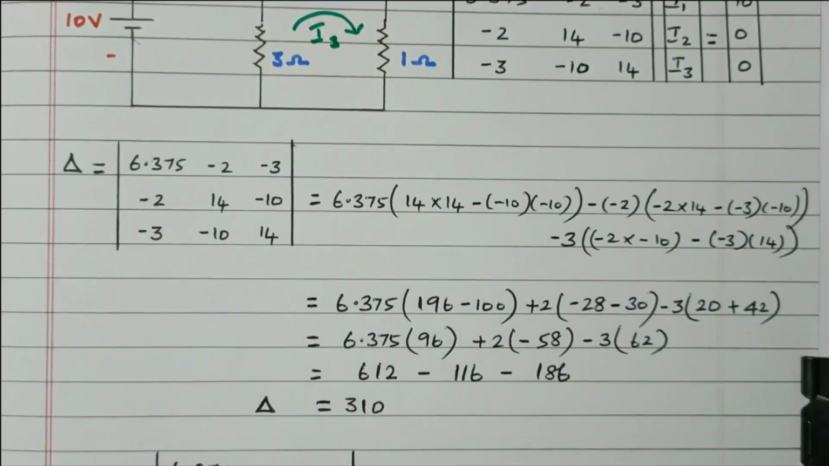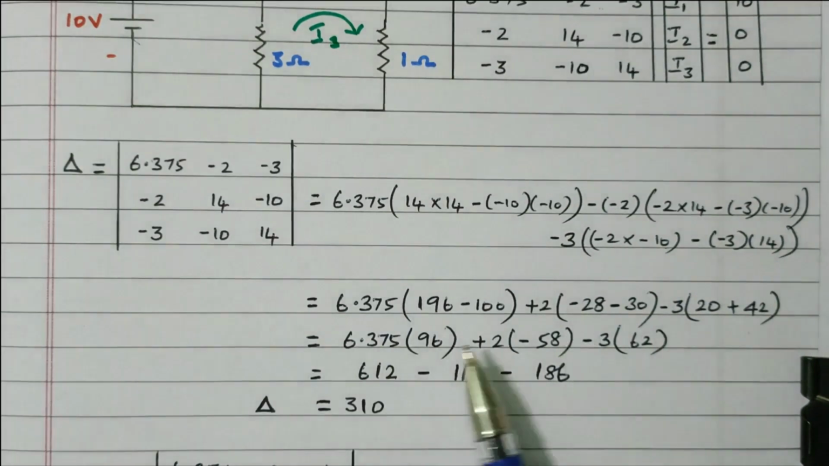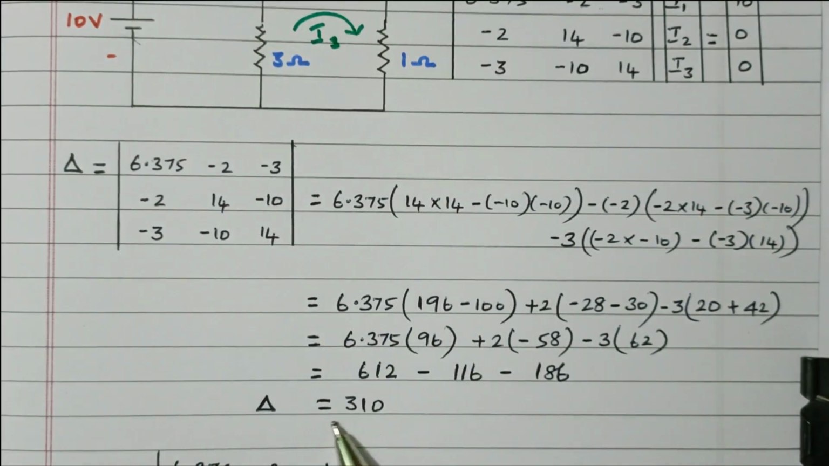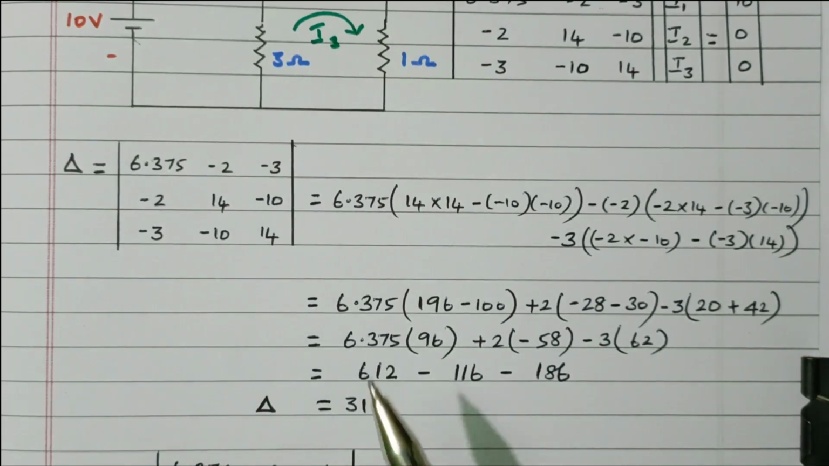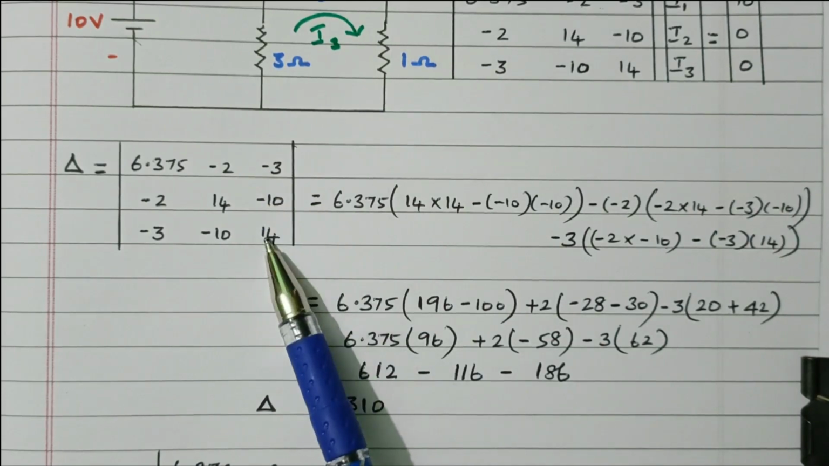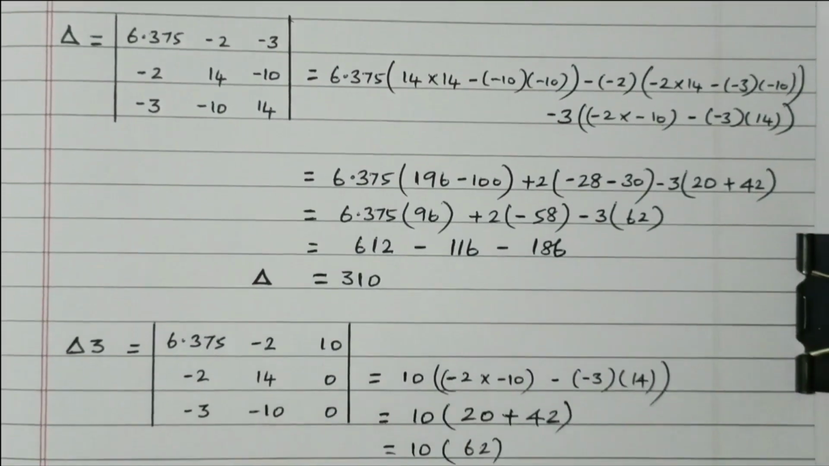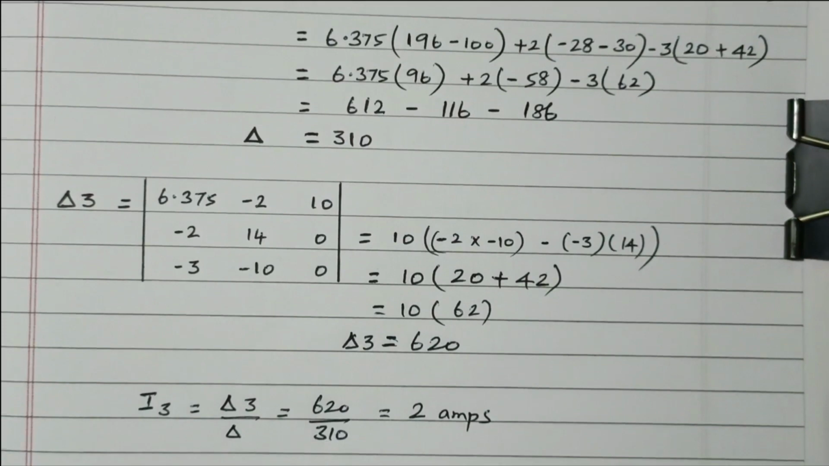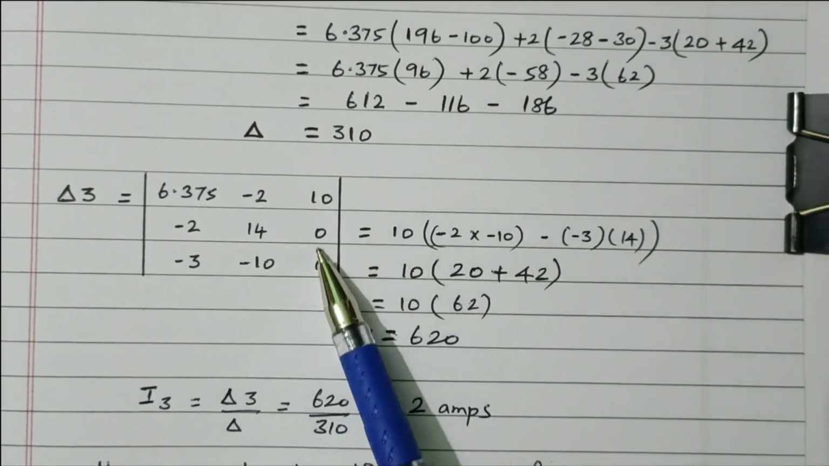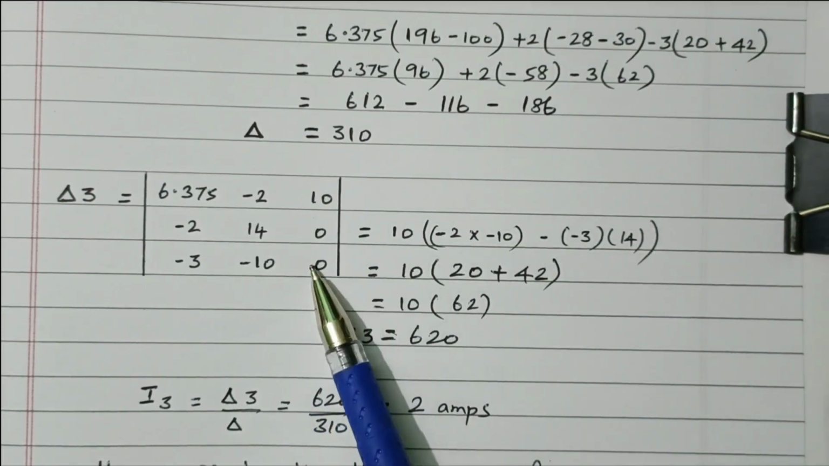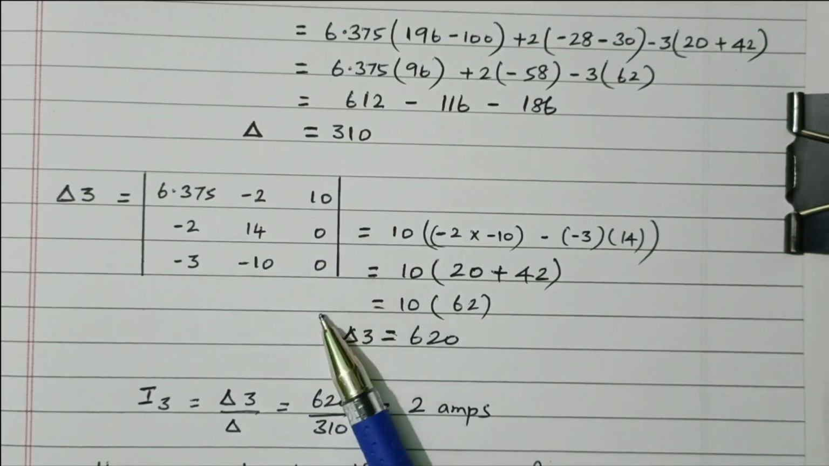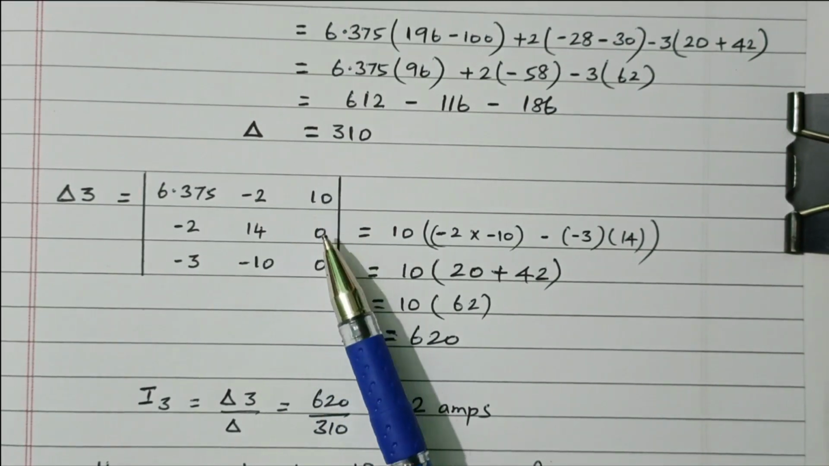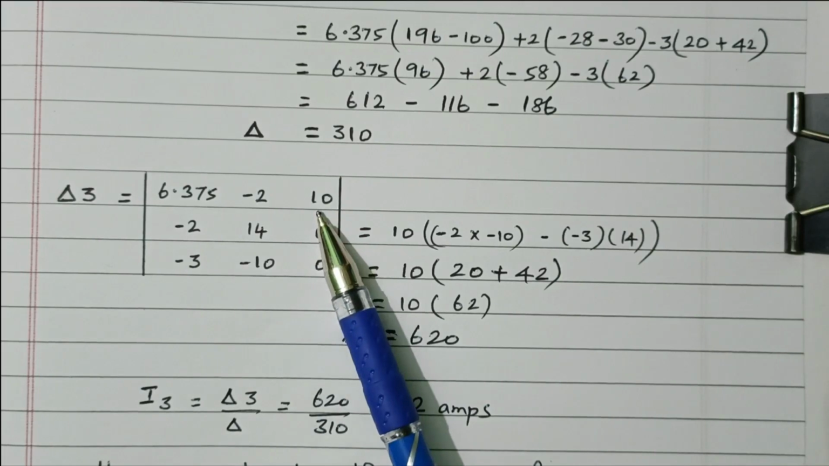The determinant is easy. So after simplification, step by step, we got a value of 310. So it is very similar to the previous case also. The delta value is 310. But now we will replace the third column with the voltage matrix so that we will get delta 3. So the third column is now replaced with the voltage matrix 10, 0, 0. Right. Now we will take this 10 because these two elements are 0. We will take 10 alone.